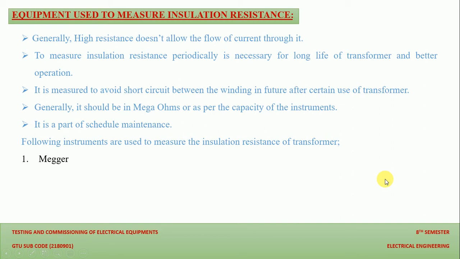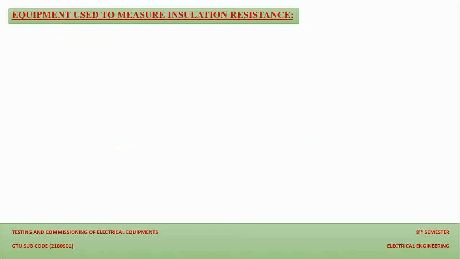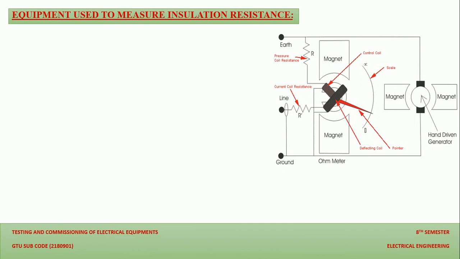Megger is the name of a company, but after the invention of this instrument, they named the device a Megger. So the Megger is an important device to measure the insulation resistance. And the second one is the insulation tester. Let us discuss these two devices in detail, and how they measure the insulation resistance of a particular transformer. So, equipment used to measure the insulation resistance.